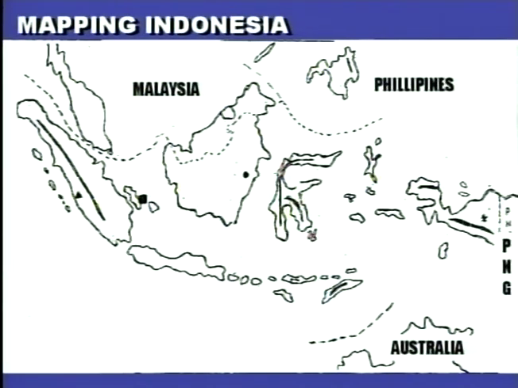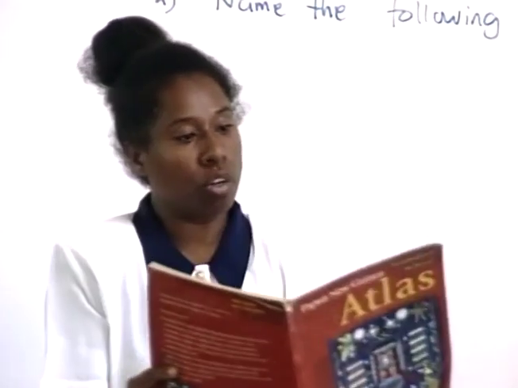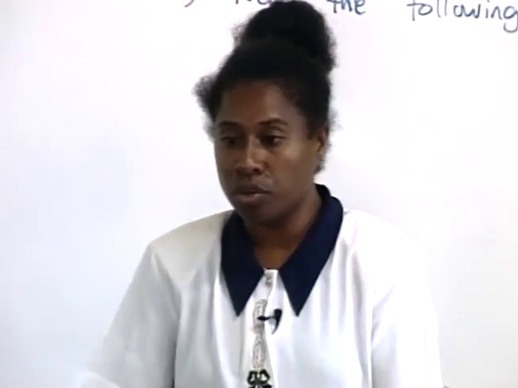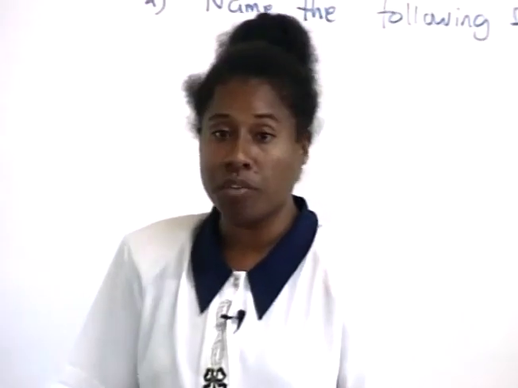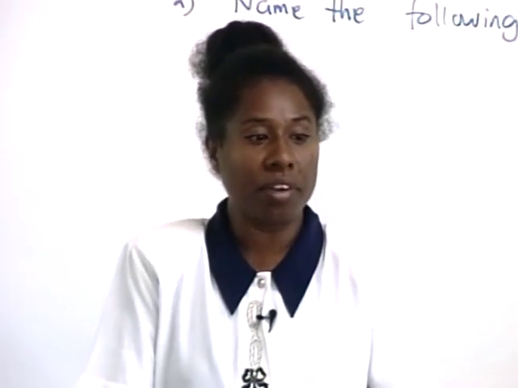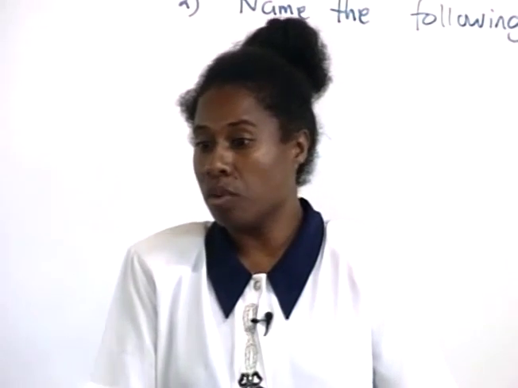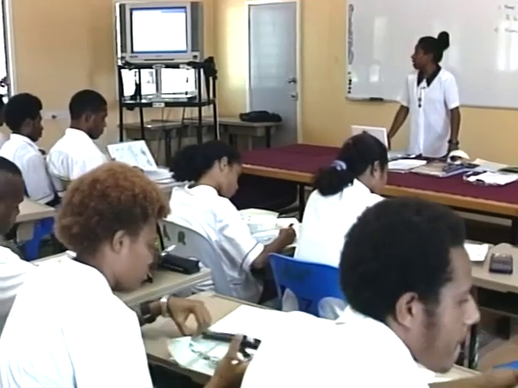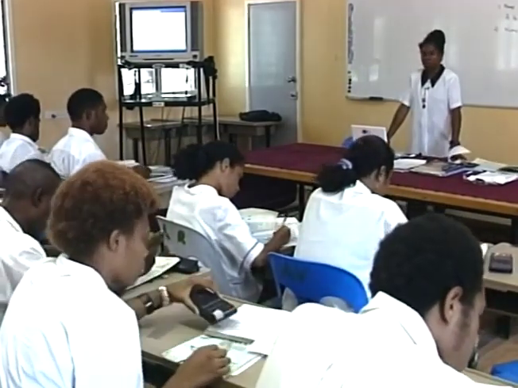You will need your atlases. If you are using the Papua New Guinea Secondary School Atlas, that's the maroon cover, then information on page 68 and 69 will contain the map of Indonesia that you can use for the completion of the activity. If you're using other atlases, you can make reference to the information on Indonesia political, and it should be able to help you complete the following activities. Okay, we'll start off now.